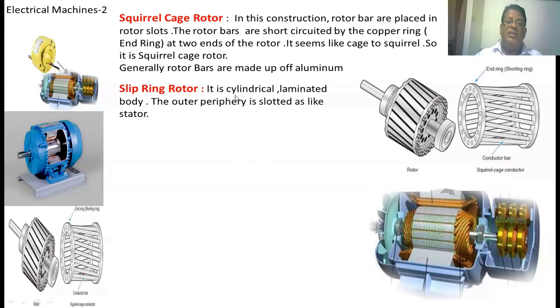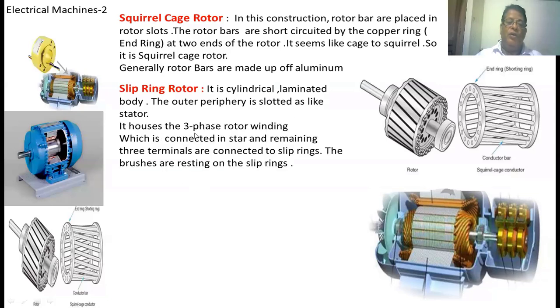Slip ring rotor. It is a cylindrical laminated body. The outer periphery is slotted like a stator. They house the three-phase rotor winding, which is connected in star.